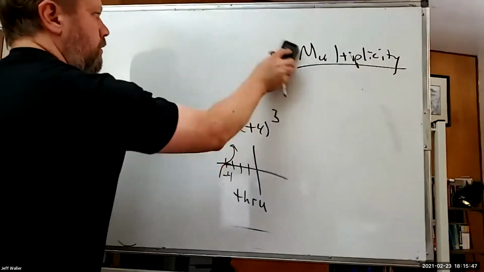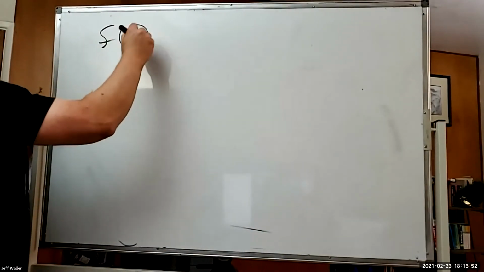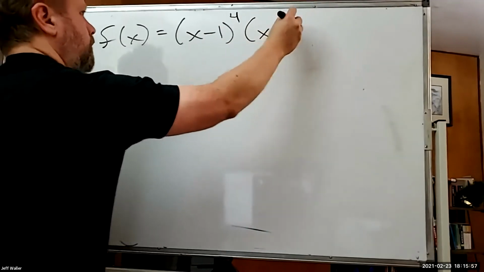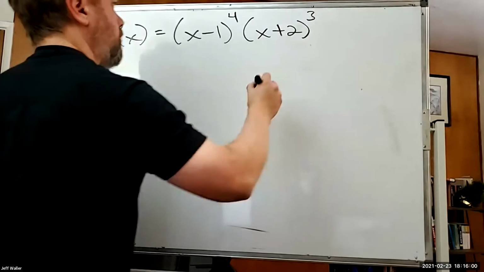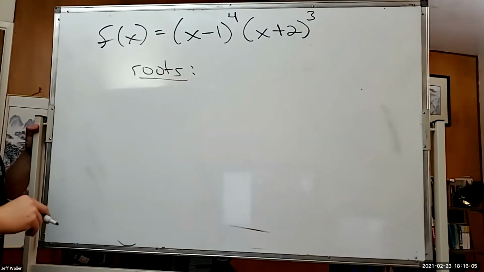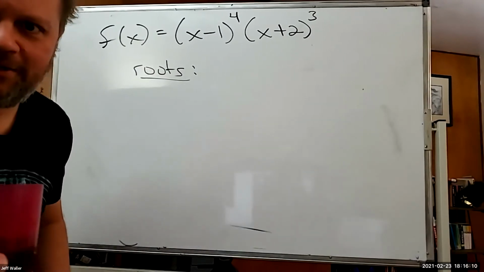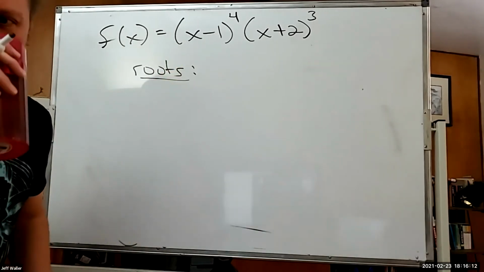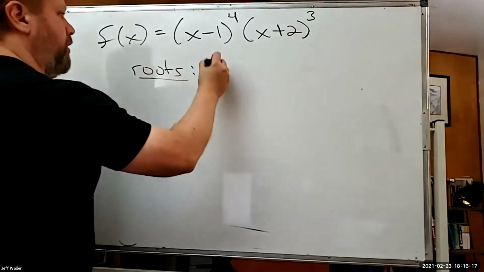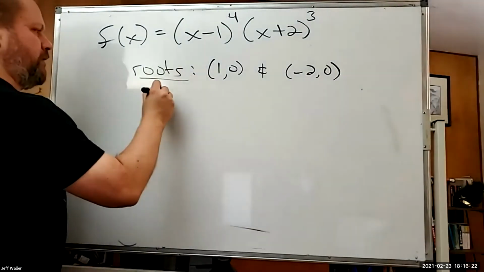So watch this. If I had a polynomial that was already factored for me, what are the roots? I mean, what are the x-intercepts for this? -2. Yeah, good. So 1, 0 and -2, 0. What's the multiplicity of each?